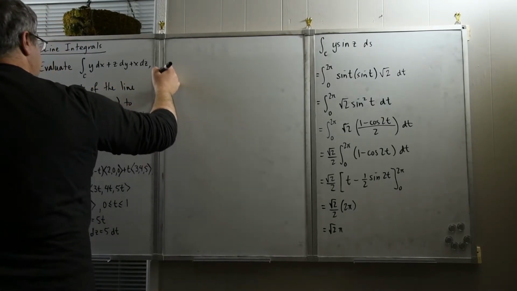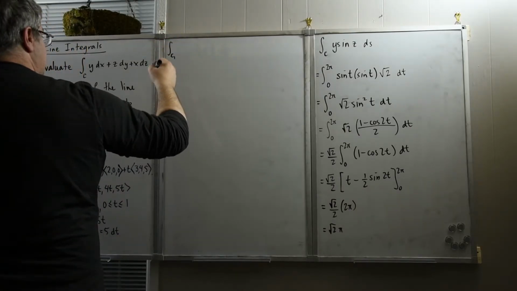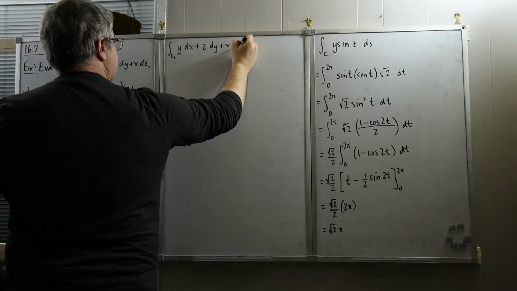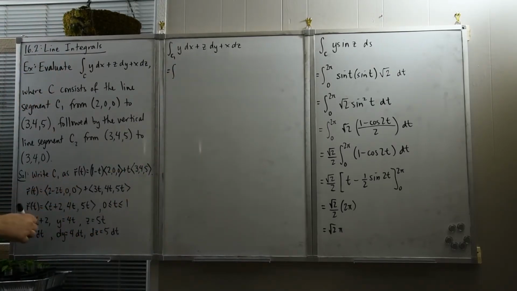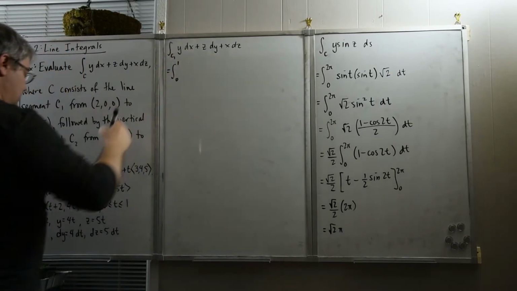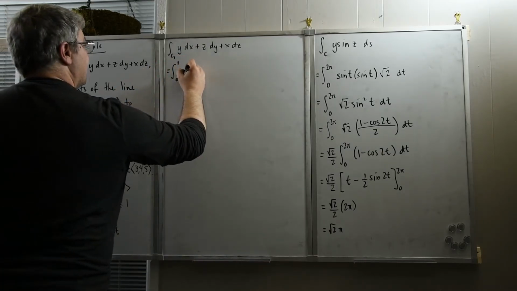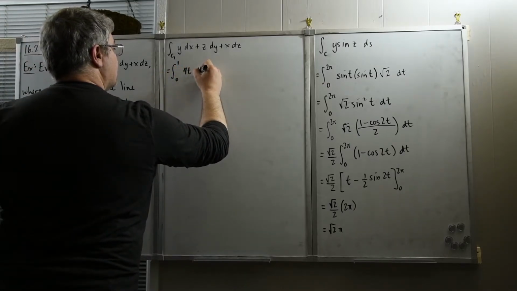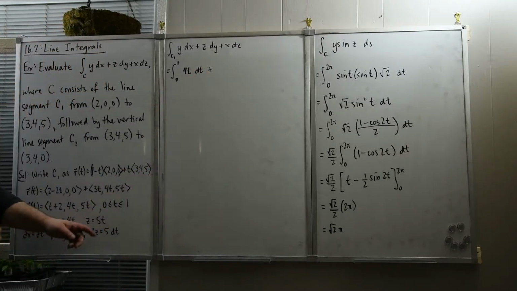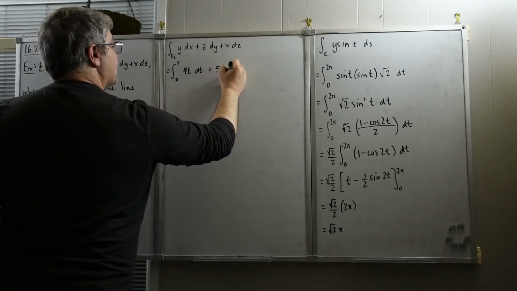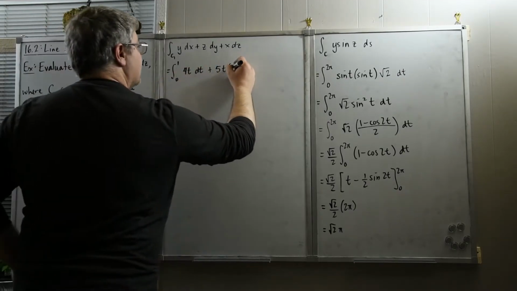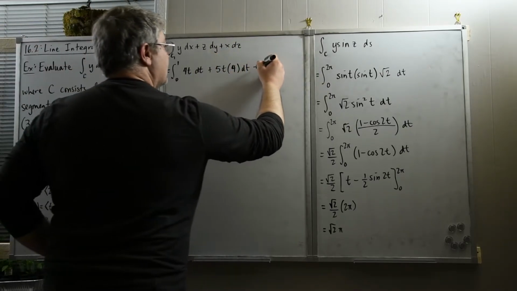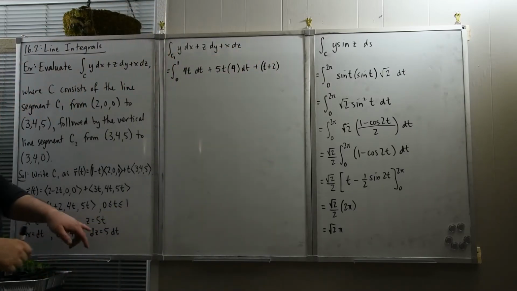Well, take the line integral along C1, y dx plus z dy plus x dz. That's going to be the same thing as the integral from 0 to 1. The y is 4t, the dx is dt, plus z, which is 5t, times dy, which is 4 dt, plus x, which is t plus 2, times dz, which is 5 dt.